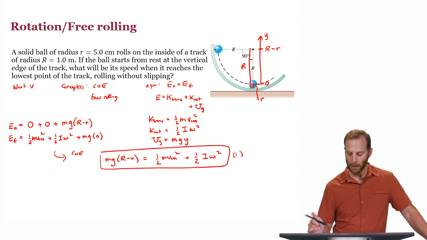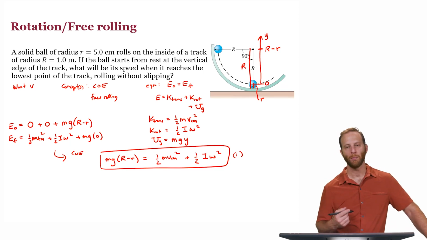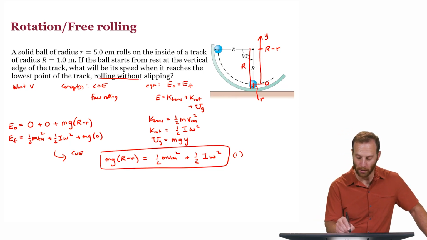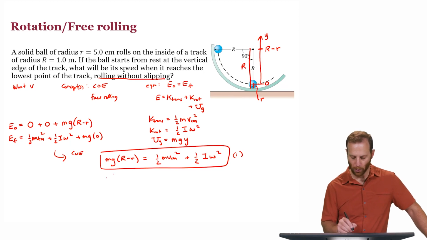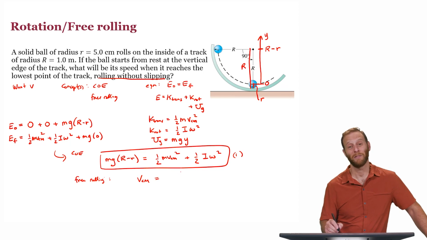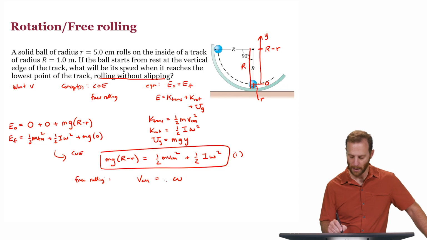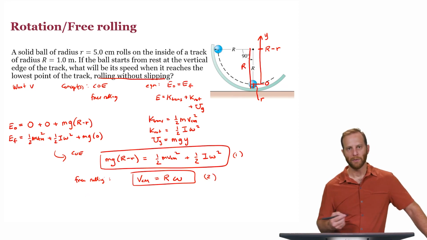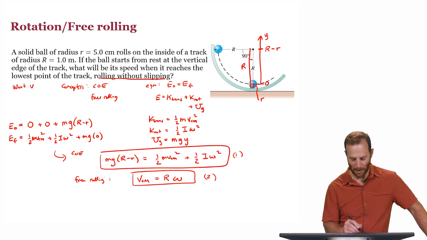We can also apply a relationship between the center of mass speed of the ball and its rotational speed, because we have this condition of rolling without slipping, also known as free rolling. So the free rolling condition looks like this. Center of mass speed is proportional to the angular speed of the object, and the proportionality constant is the radius, assuming it's a round object. We'll call that equation number 2. And then finally, something that you can always look up or compute with calculus is that the sphere has a moment of inertia.